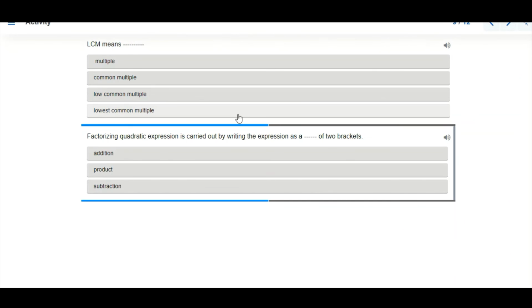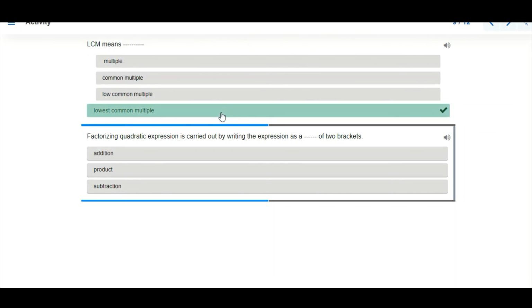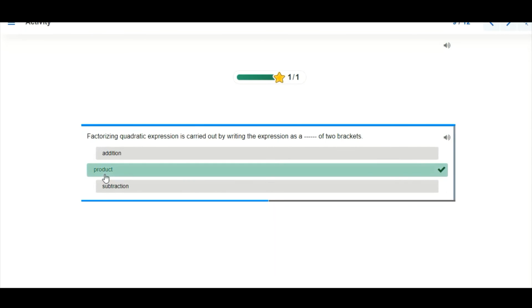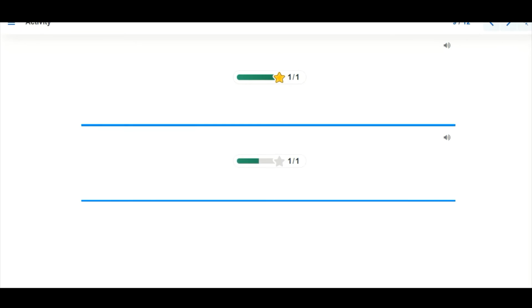We have an activity here for us to do. So quickly, what's the meaning of LCM? As I've been saying, we are looking for the lowest common multiple. So LCM means lowest common multiple. Now, if you are to factorize a quadratic equation, it's carried out by writing the expression as a product of two brackets.